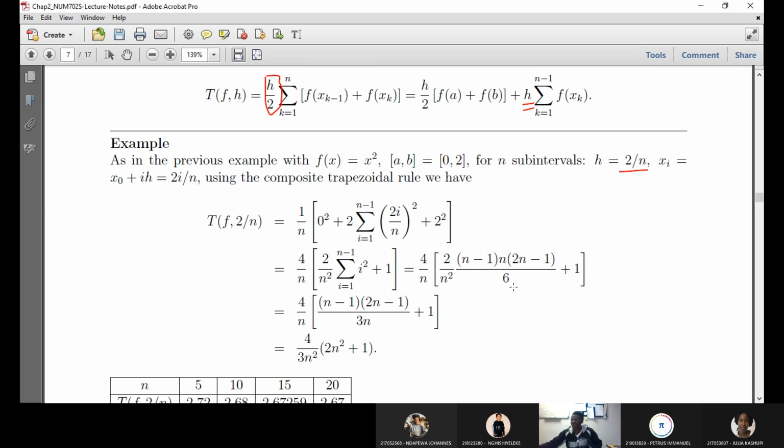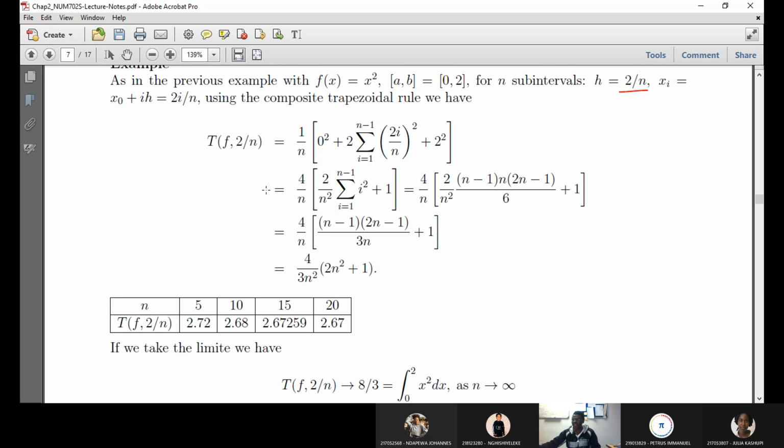So if we cancel out the terms, like here you have 2 and 6. So 6 is 3 by 2, so if we cancel 2 and 2, it will be this numerator by 3n. And n squared cancels out with the n in the middle here. So we can expand that and we get this expression. You can see that our trapezoidal rule is now written in terms of n.